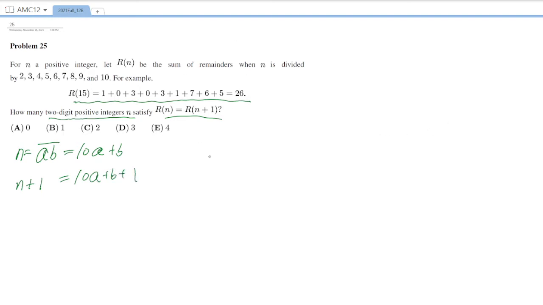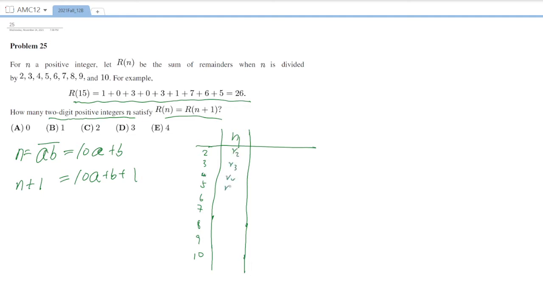What I can tell right now is, if n is divided by 2, 3, 4, 5, 6, 7, 8, 9, and 10, and its remainders are R2, R3, up to R10, then n plus 1 will normally be congruent to plus 1 for each of them. So the total remainder sum will go up by 9.